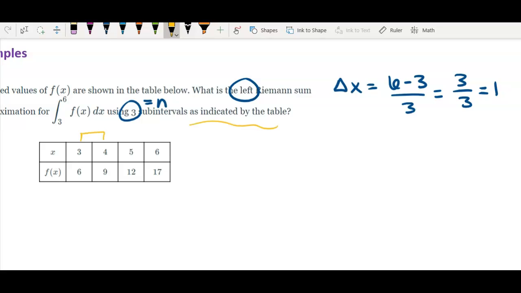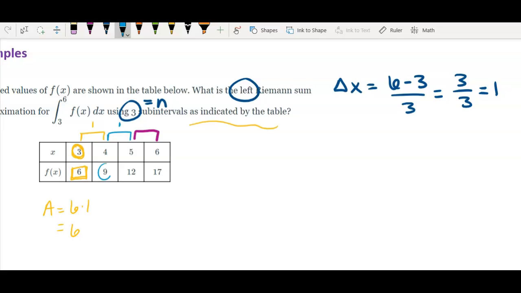Now it says as indicated by the table. So therefore, I have to use the widths they give me, which in this case is 1. It's increasing by 1, but that's not always the case when given a table. So the area of our first rectangle, the width is always 1. But my height I'm going to take from the left hand endpoint, and my height is 6. So the area of this first rectangle, there's no reason to draw the rectangle, I'm just going to write it out. Area of the first rectangle is 6 times 1, which equals 6.